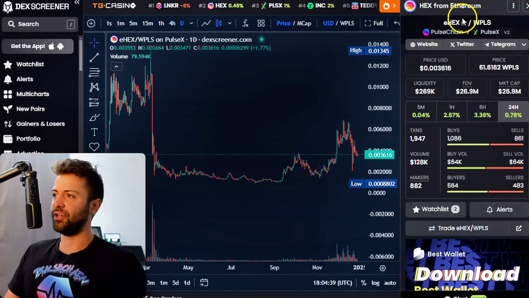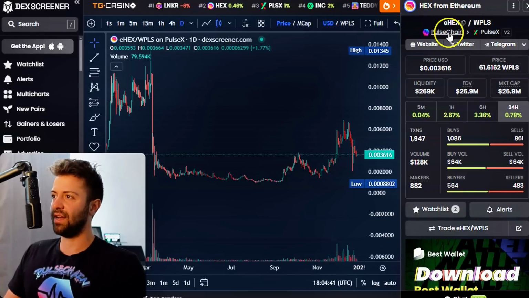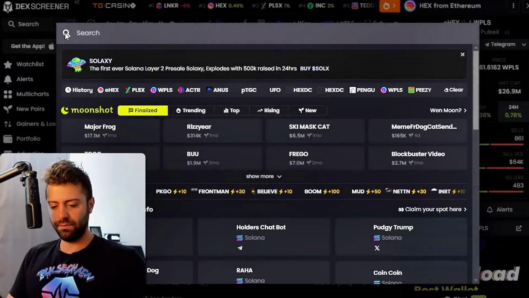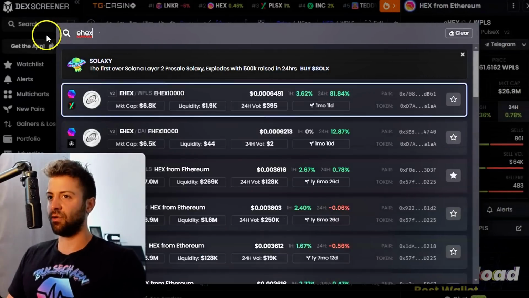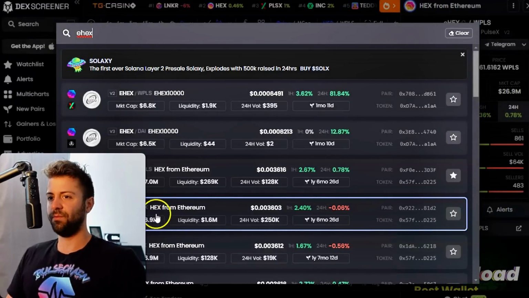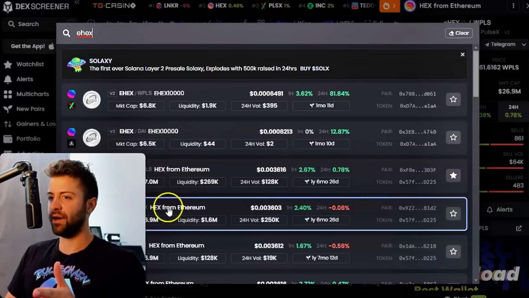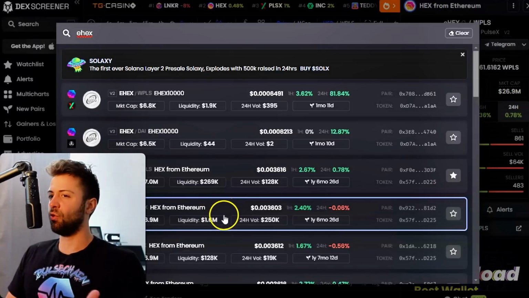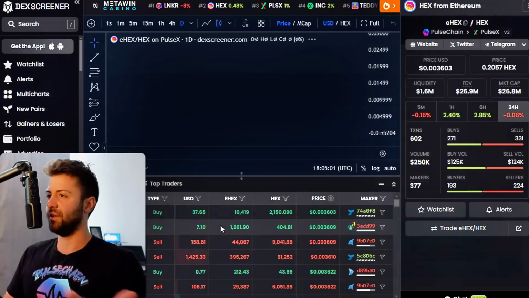Actually, we're on the wrong ratio right here, okay? So we're on eHEX versus PLS. Let's go find the eHEX versus pHEX chart. So we're going to search here on our DEX Screener. We're going to go find eHEX HEX, okay? This is HEX from Ethereum, down here where my mouse is, being paired to pHEX. So if you're wondering, this is the more interesting chart, in my opinion, when you're talking about eHEX.